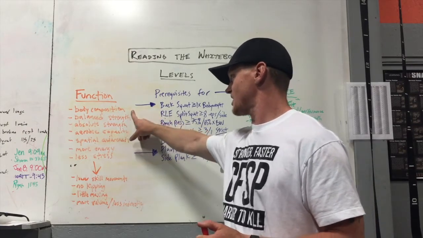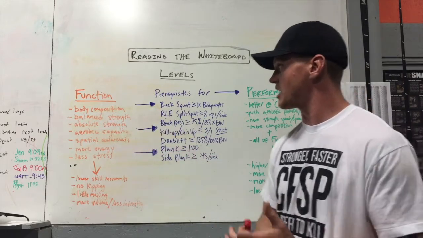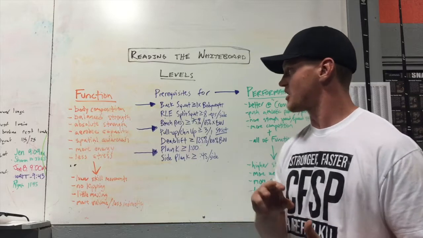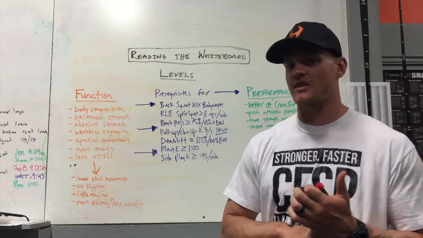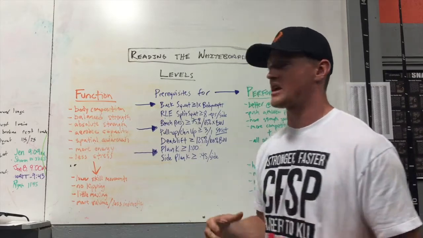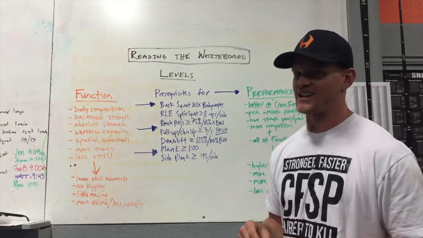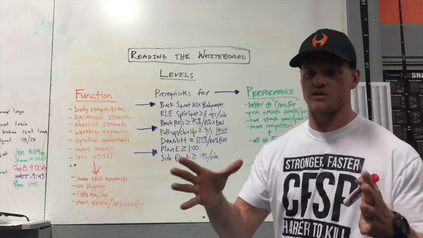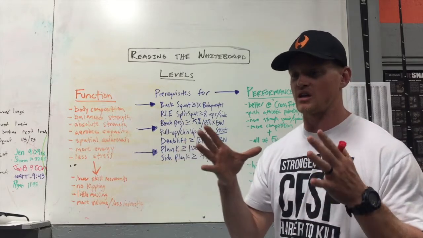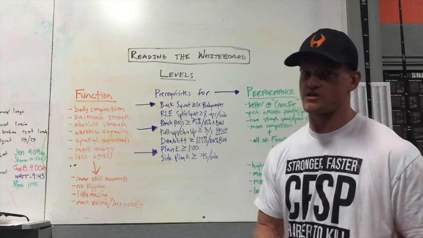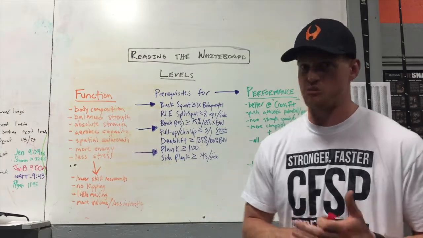The function athlete is going to be interested in body composition and a balanced strength profile. They're going to be worried about absolute strength, which is like moving heavier things at a slower pace. Generally in a continuum, you'll start with absolute strength and building good movement patterns, and then start to go faster and faster to what we call strength speed, speed strength, and absolute speed.